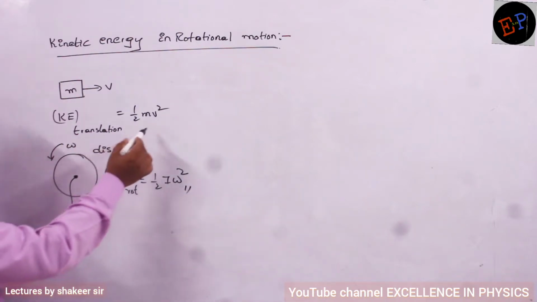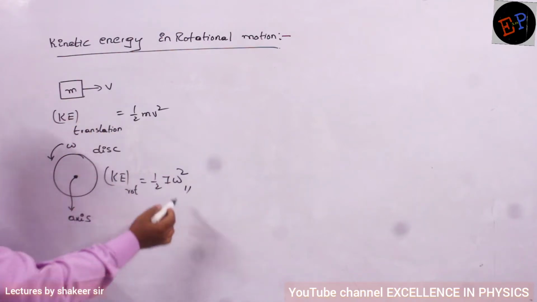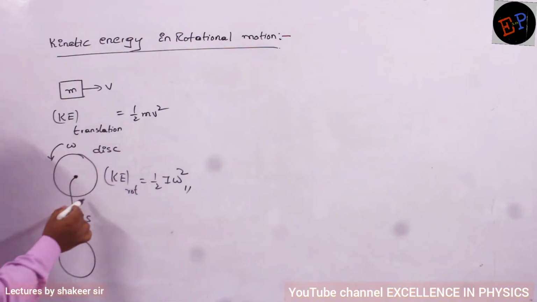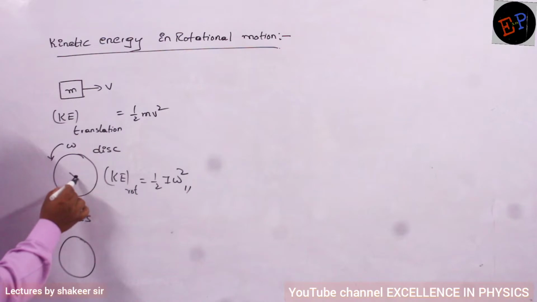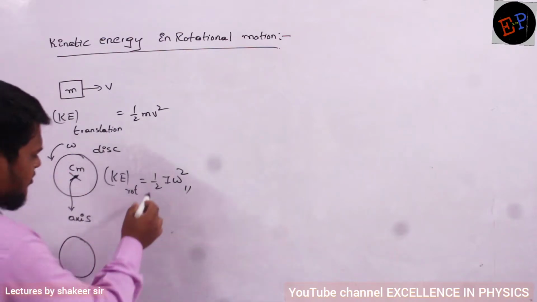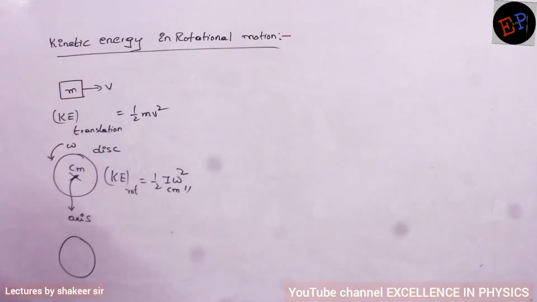So half mv square is the kinetic energy of translation and half I omega square is the kinetic energy of rotation. Now similarly, if I consider that this is a disk, here this disk is rotating about the center of mass only. This is the center of mass of the body also. So therefore you can write the moment of inertia about the center of mass multiplied by omega square. You can do it like this also.